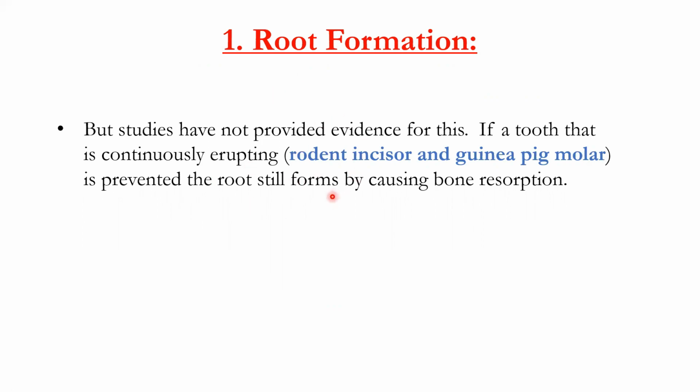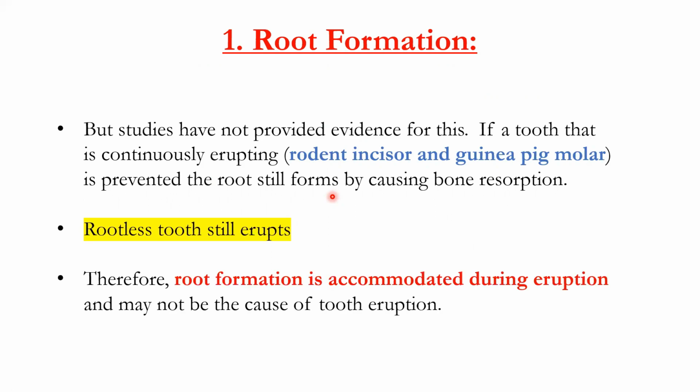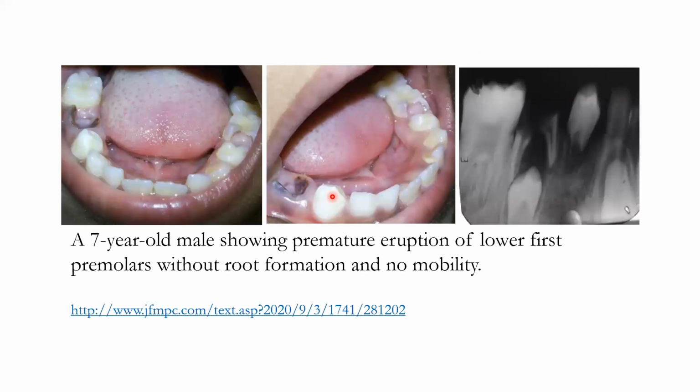But there was not enough proof to show this, because even a rootless tooth still managed to erupt, and it is mostly seen in rodent incisors and guinea pig molars. So, root formation is more of an accommodation rather than an important cause of tooth eruption.